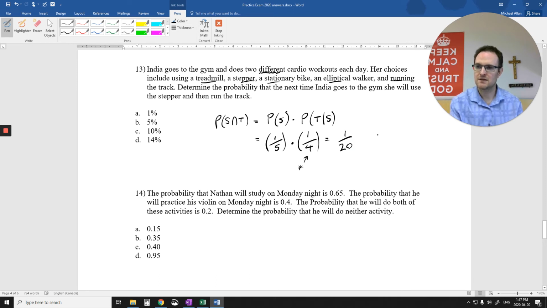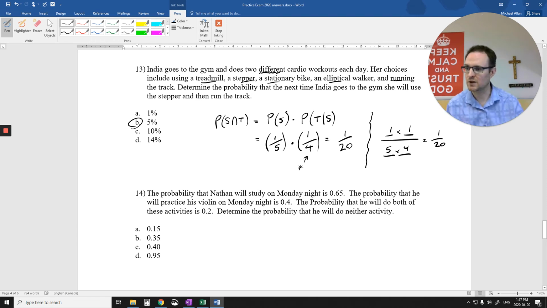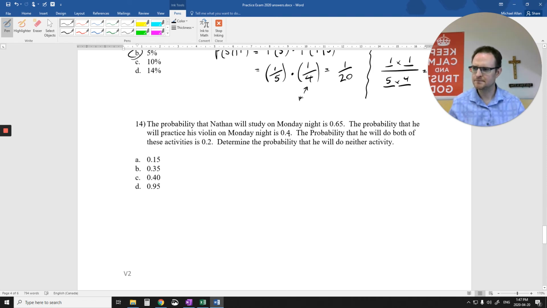There's a few different ways to do this; this is one way. So 1 over 20, if you put that in percentage-wise, is a 5% chance. You could create a tree if you wanted to. You could think of this as the fundamental counting principle, right? She wants to do one very particular thing. She wants to do a stepper and the track, but there are 5 things to choose from here, and 4 things for the next thing to do. So it'd be 1 over 20. Kind of like the formula way better for this question.